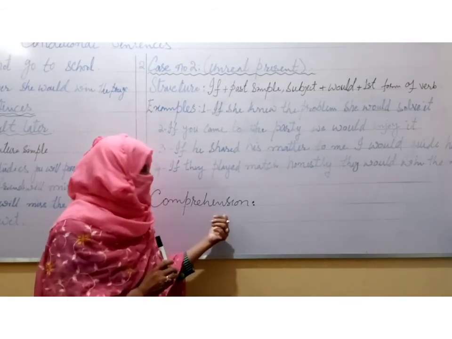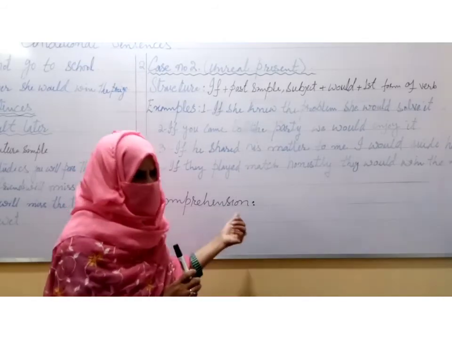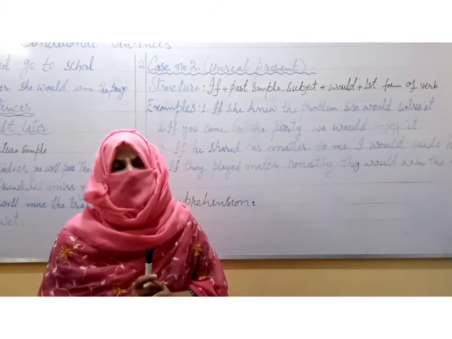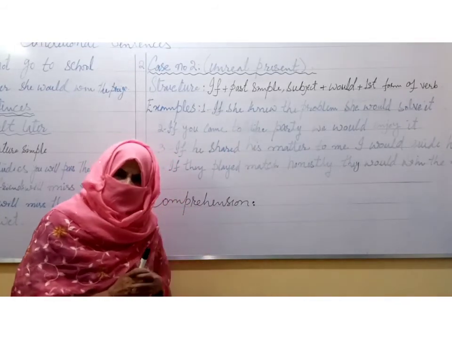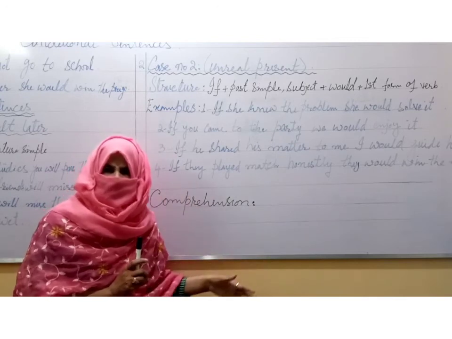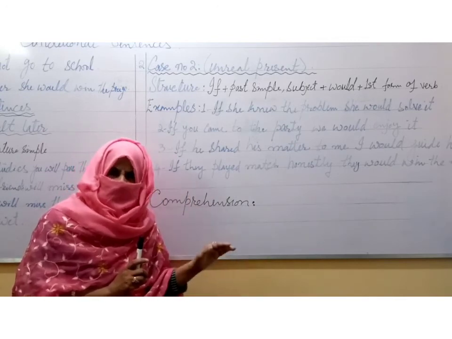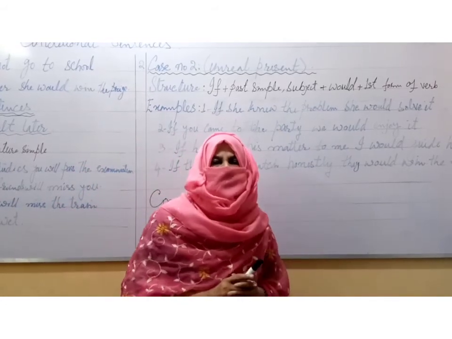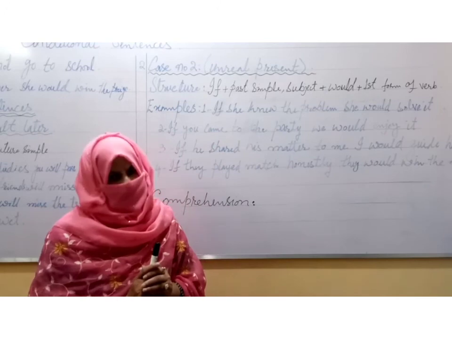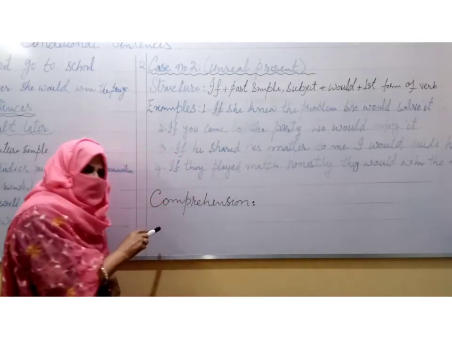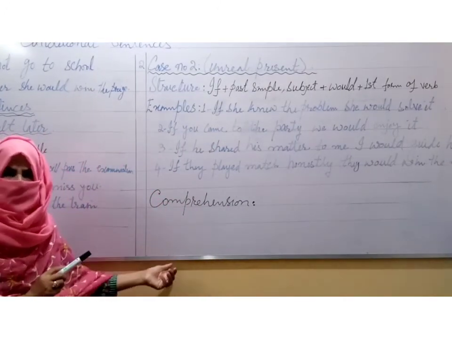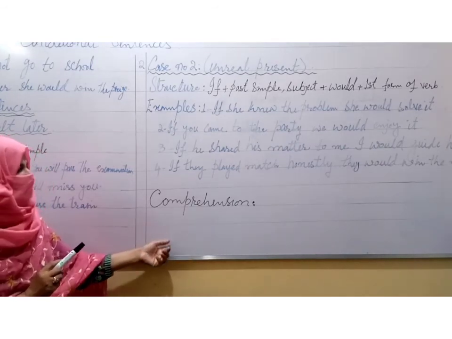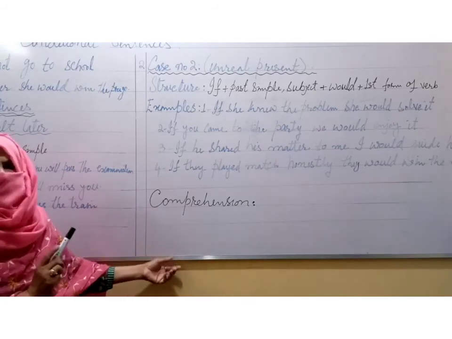Okay, beta? Now, let's move towards comprehension. In this comprehension exercise, a passage is given to you, and below the passage there are some questions related to the passage. You have to read this passage again and again, then find out from which lesson this passage has been taken. Then the questions are given below the passage. You have to read the passage carefully, then write down the answer of each and every question one by one.